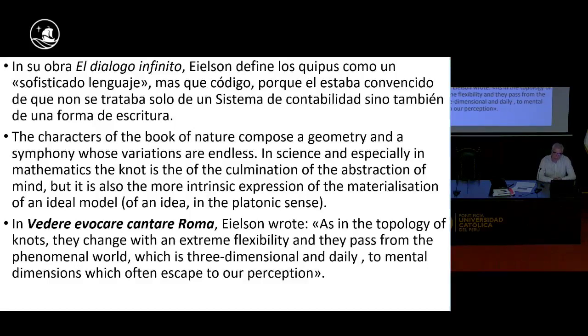Now, the characters of the book of nature, composed of geometry and symphony, are variations, endless. In science and especially in mathematics, the knot is the result of the combination of the abstraction of mind, but it is also the more intrinsic expression of the materialization of an ideal model, of an idea, in the Platonic sense.